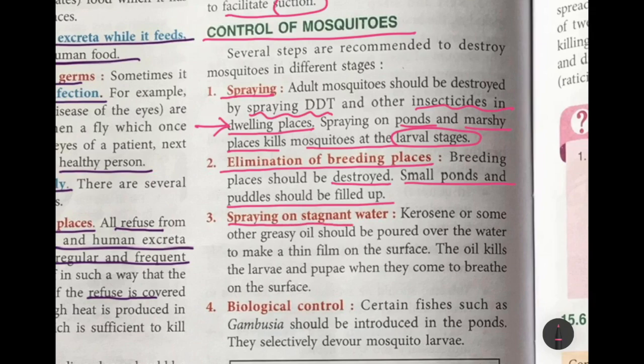Next is spraying on stagnant water. Again water, they lay eggs in water. So what can we do if there is some stagnant water or some puddle? Either we remove all the water, or we can pour kerosene or some other greasy oil, because you know that oil floats on water, so it will make a thin film on the surface of the water. Then air will be blocked out, and it will also kill the larvae and pupae when they come to the surface to breathe.